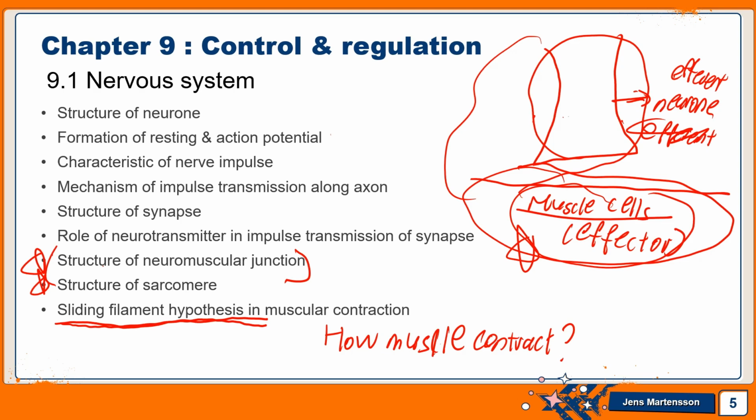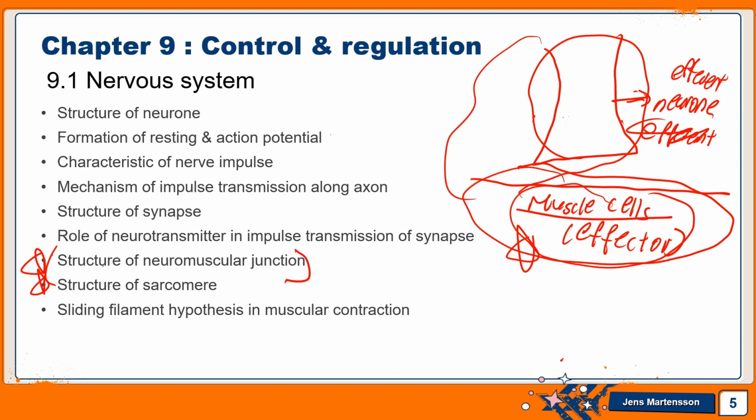Understand? I hope all of you understand. I repeat this. These two structures: neuromuscular junction is about the structure like that. It is one neuron, one efferent neuron, and one muscle cell. One part is neuron, one part is muscle cells, and sarcomere is the structure within the muscle cell.